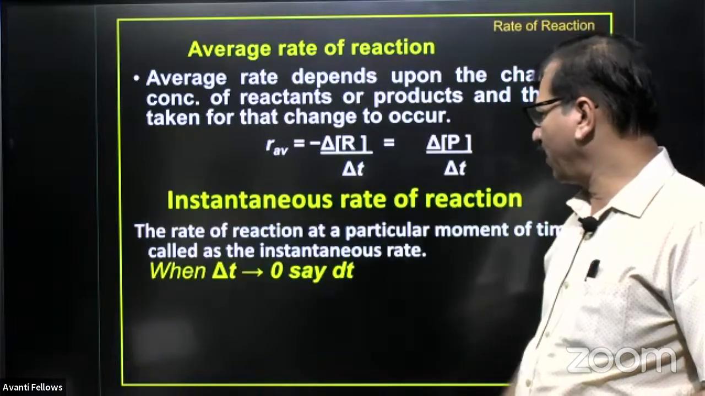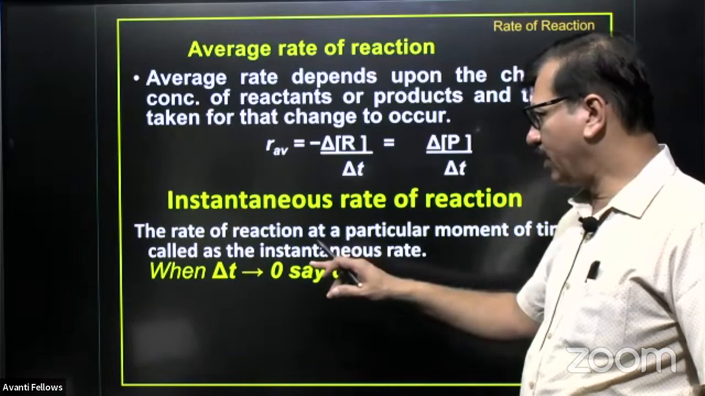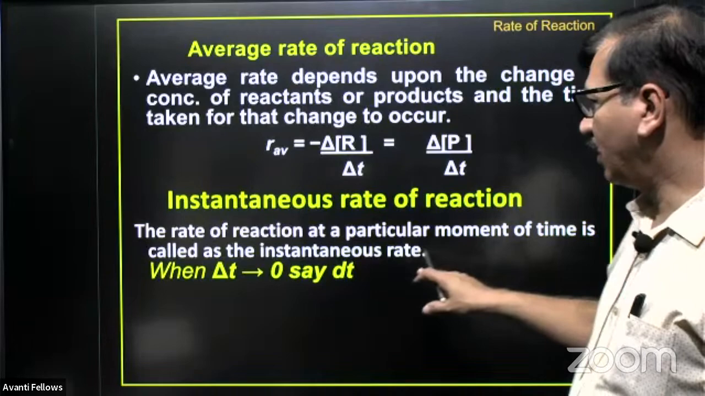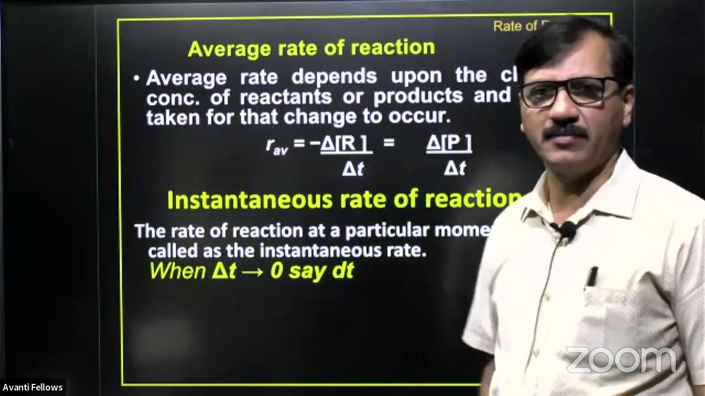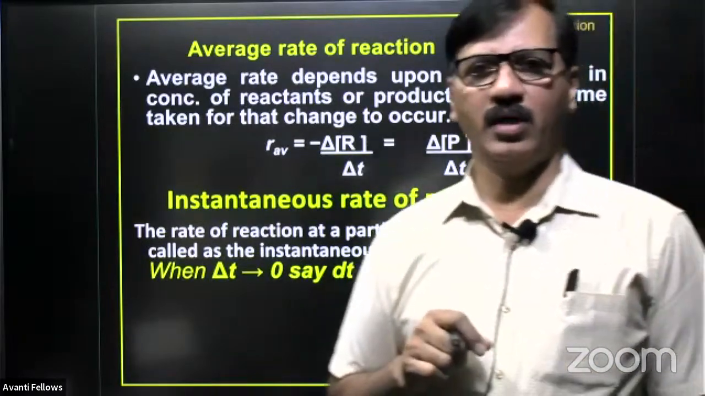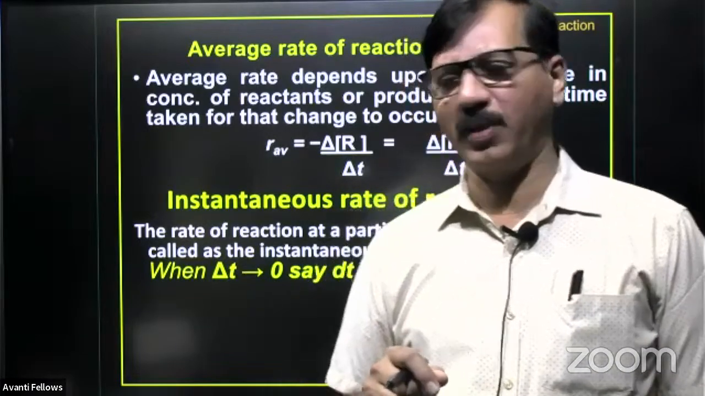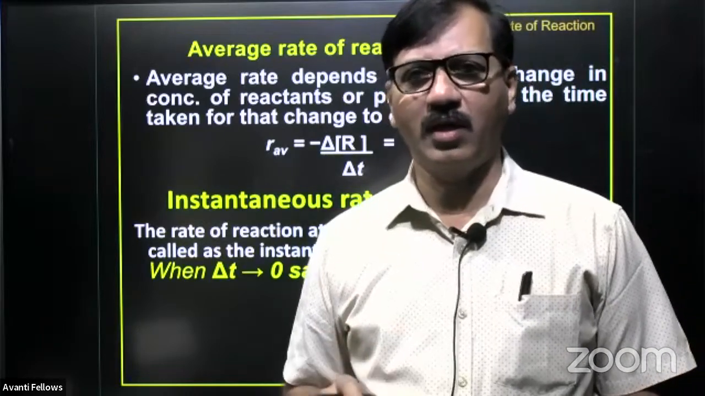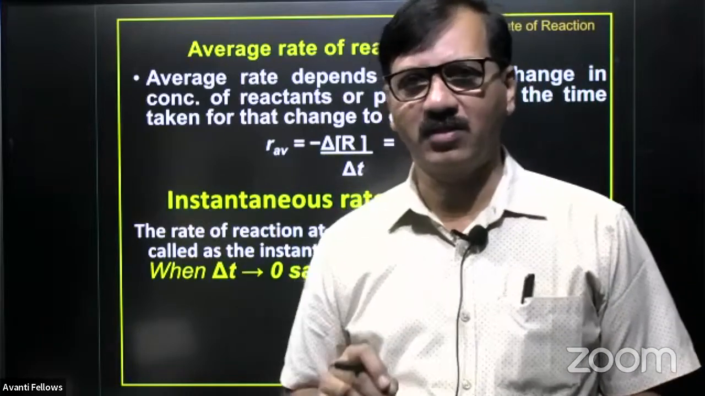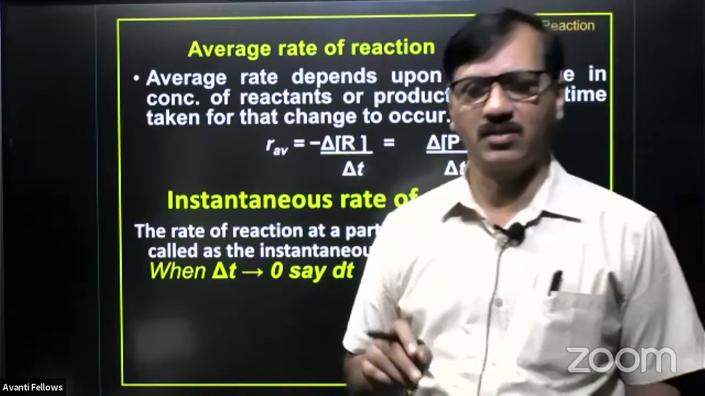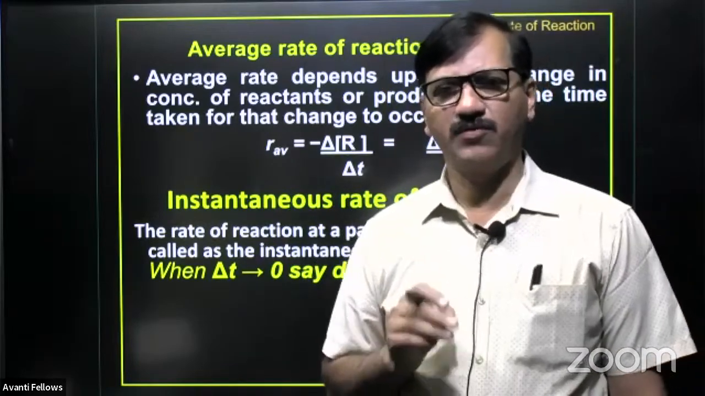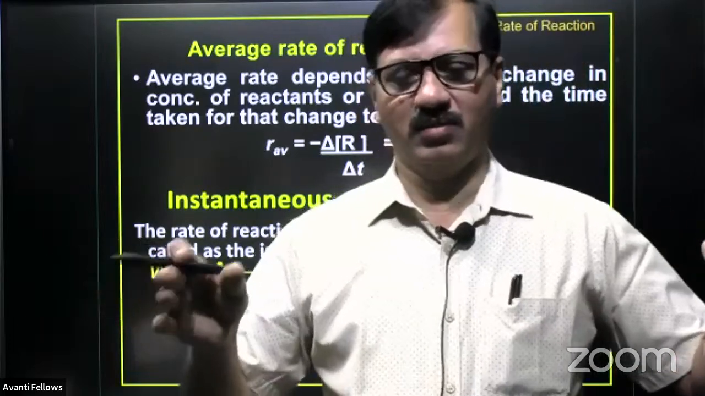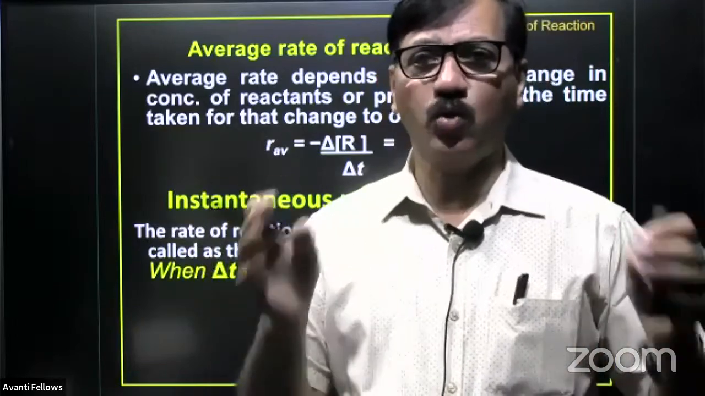There is also the instantaneous rate of the reaction. By instantaneous rate, we mean the rate of the reaction at a particular moment of time, at a particular point of time. I can give a similar example to explain average and instantaneous rate. Suppose you are going in a car, 100 kilometers in 2 hours, 100 by 2, that is 50 kilometers per hour, is your average speed. You are taking the total distance divided by the total time taken.